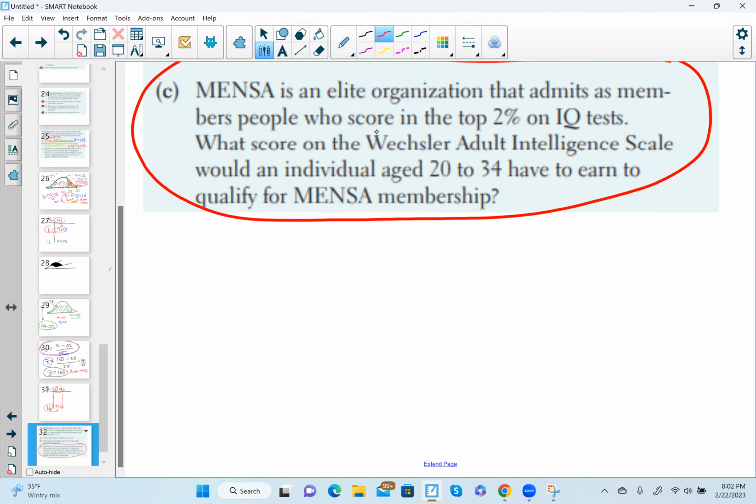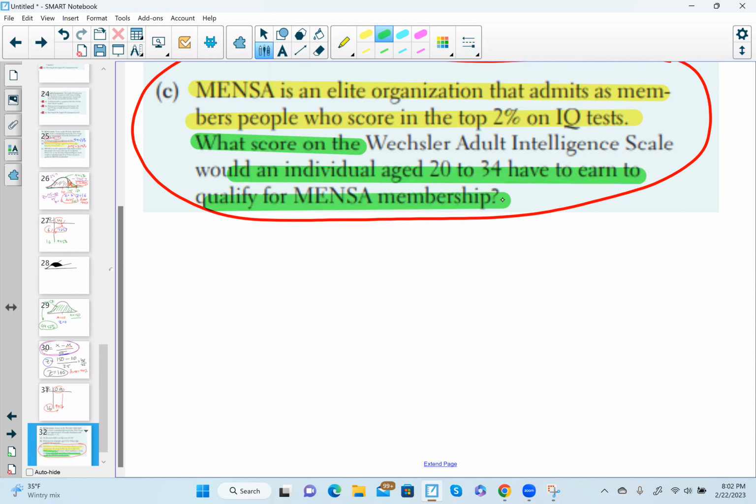Well, according to this question, Mensa is an elite organization that admits members who score in the top 2% on IQ tests. So if your IQ score is in the top 2% of all IQ tests, then you could be in Mensa. And the questioner is saying here, what score would an individual have to earn to qualify for Mensa? How do we get ourselves into Mensa? What do we need to get? Well, you need to be in the top 2%. So here's what that looks like.